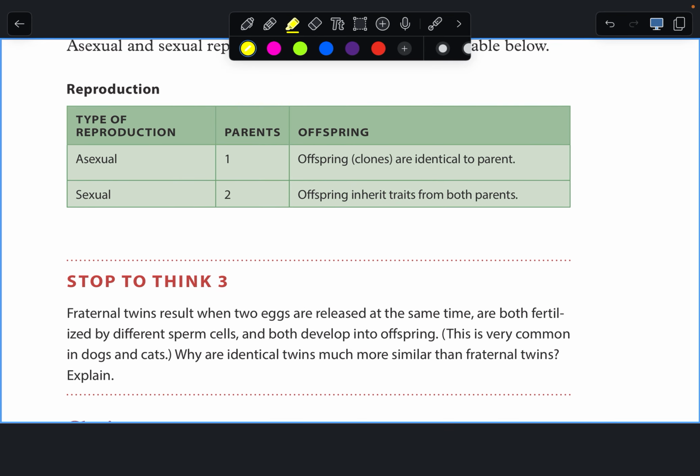All right, hopefully you've had a chance to think. Identical twins have the same genetic information. For identical twins, it is one egg cell and one sperm cell. For fraternal twins, you have two egg cells and two sperm cells. And they're all unique, so their genes are going to be a little bit different.